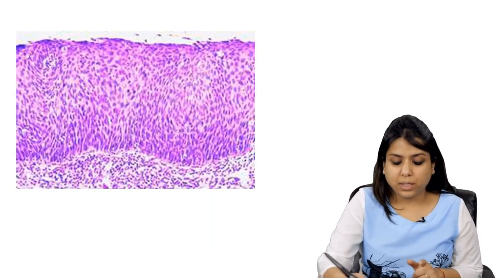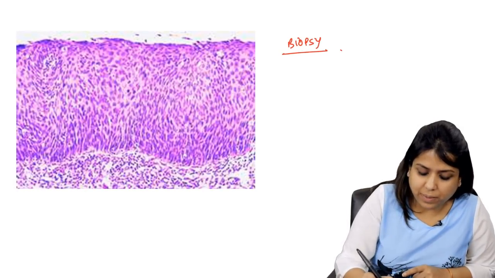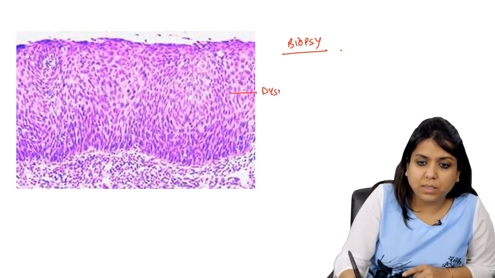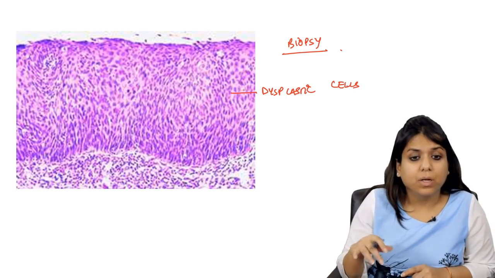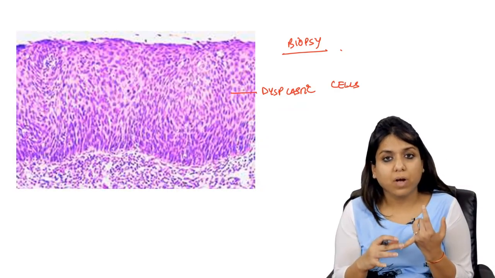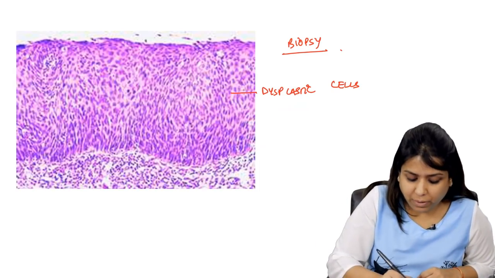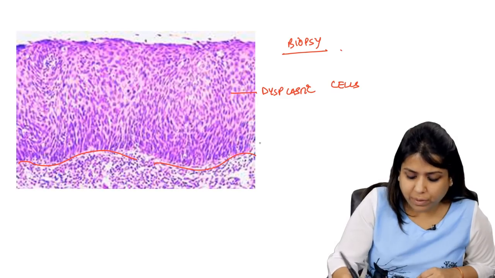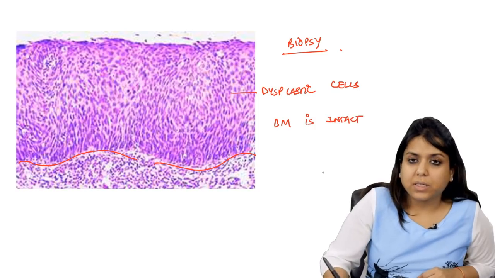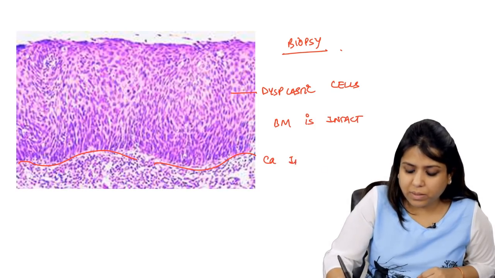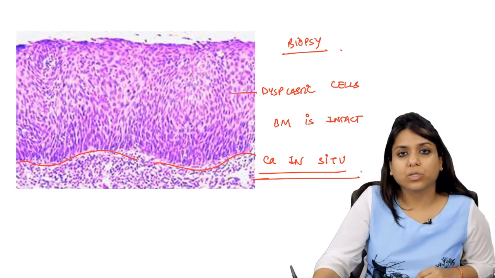This image, students, it's a biopsy. In this biopsy, I can see there are dysplastic cells. Why are these cells dysplastic? Because they have a high NC ratio, they are hyperchromatic, there is loss of polarity, but the basement membrane is intact. That is why this is the slide of carcinoma in situ.